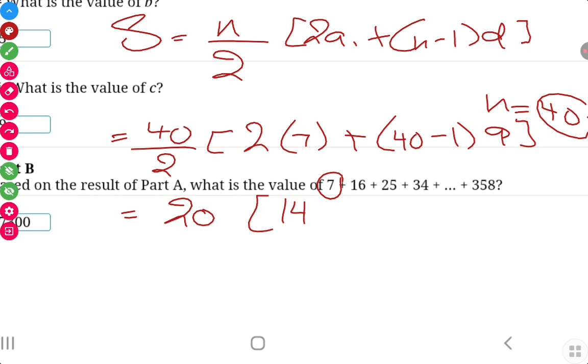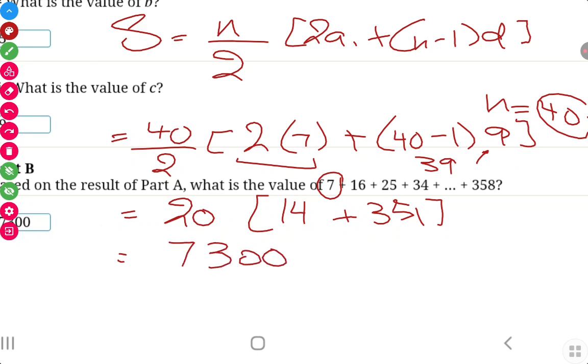Like I said, you can't type it in directly into the calculator. It will give you an error because there are too many divisions and multiplications. It doesn't know which order to go in. So 2 times 7 is 14 plus 40 minus 1 is 39. 39 times 9 is 351. You can put this into the calculator. 20 times 14 plus 351 is 7,300, which is the sum.